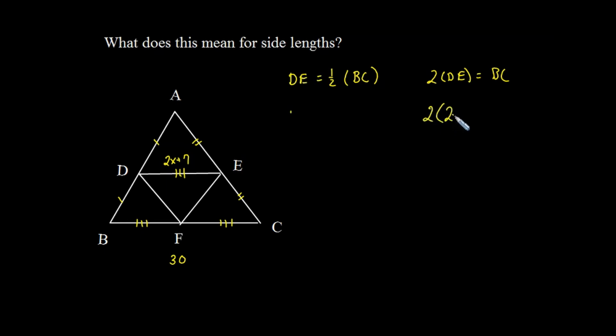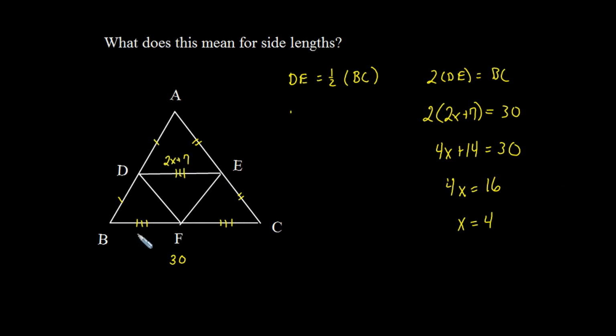So 2 times the 2x plus 7 is equal to 30. That gives us 4x plus 14 is equal to 30. And then 4x is equal to 16. Divide by 4, we get x is equal to 4. And we could substitute back in there, just a quick check. This length should be 15, so 2x plus 7, 2 times 4 is 8, plus 7 is 15, as it should be.